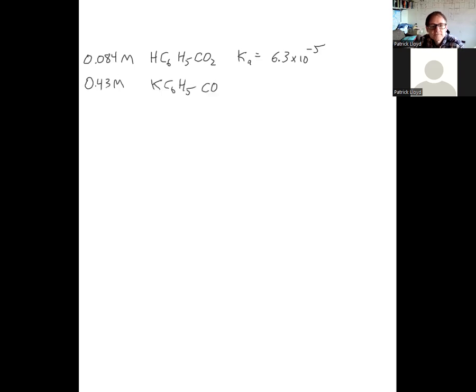Okay. So 0.084 molar HC6H5CO2. That's a weak acid, and they give us the value of Ka, 6.3 times 10 to the minus 5. Then they give us a concentration of KC6H5CO2. Okay, now again, let's remind ourselves what's going on here.